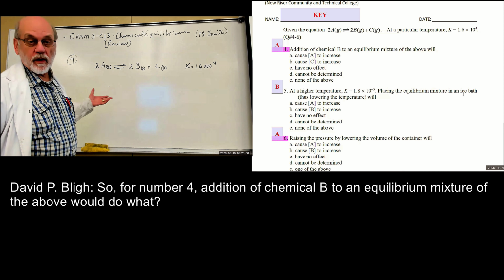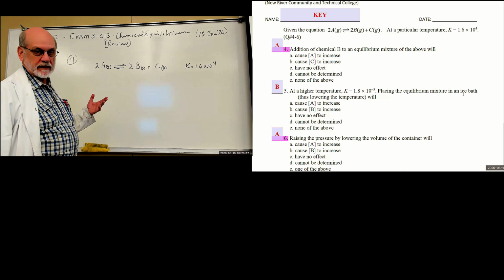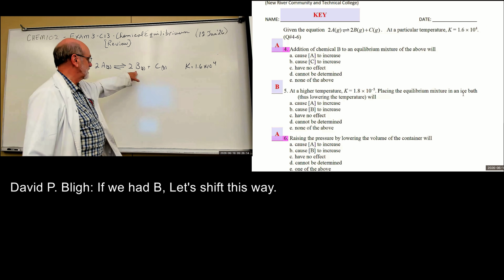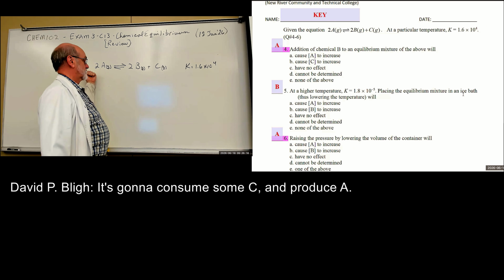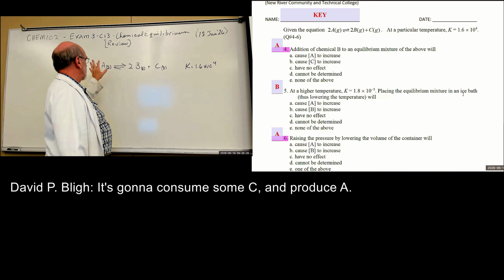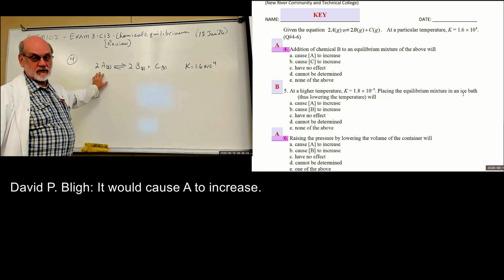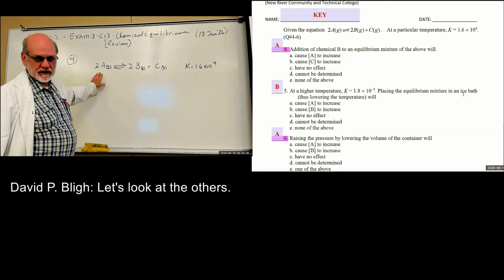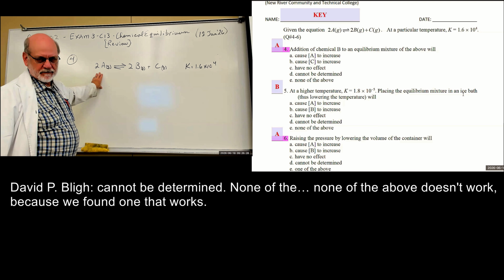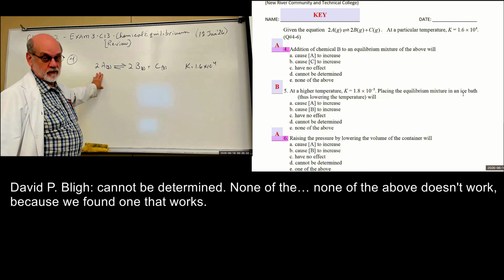So for number 4, addition of chemical B to an equilibrium mixture of the above would do what? If we had B, it'll shift this way, right? It's going to consume some C and produce A. It would cause A to increase. Let's look at the others. Cannot be determined. None of the above doesn't work because we found one that works.